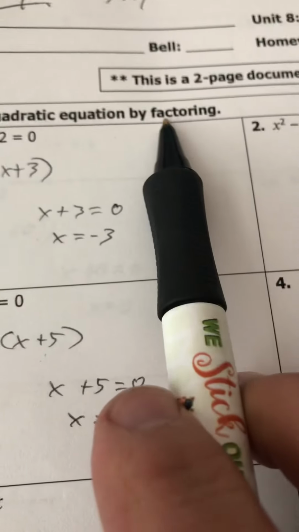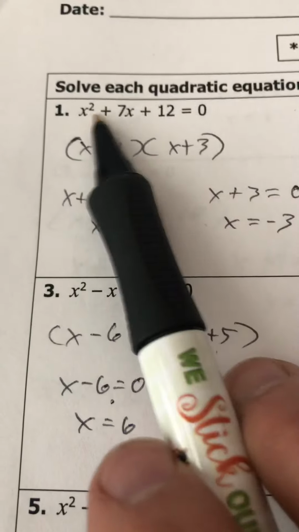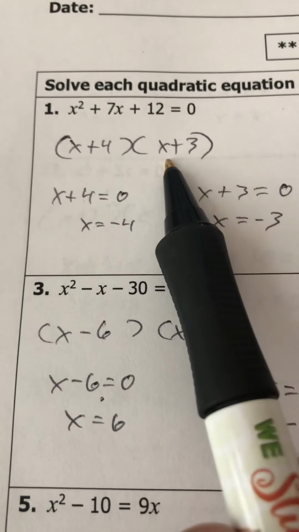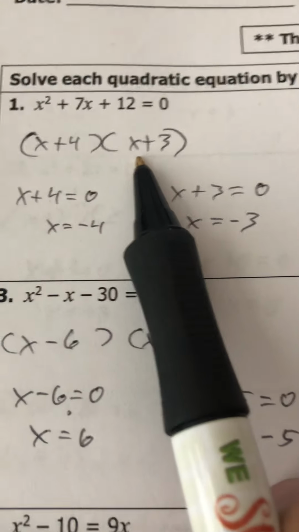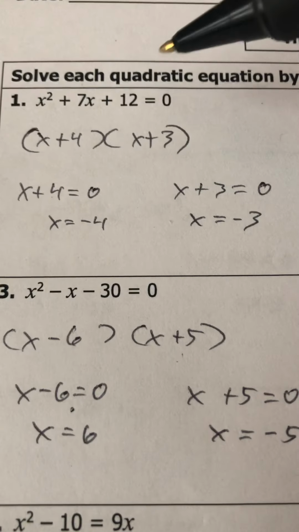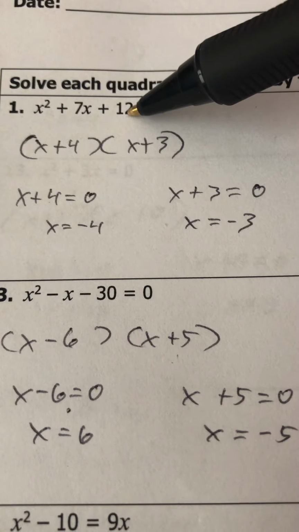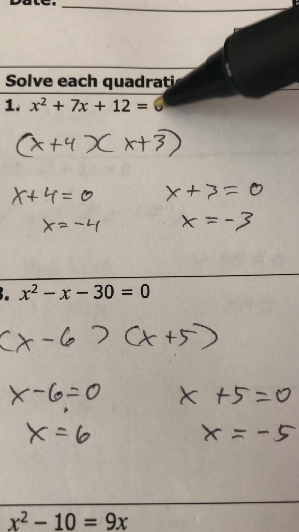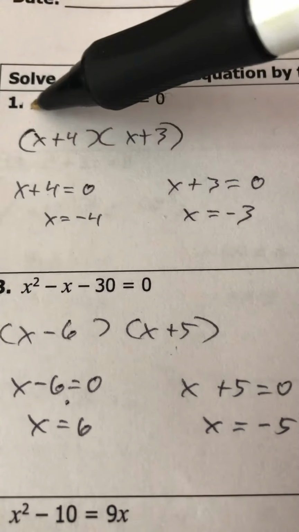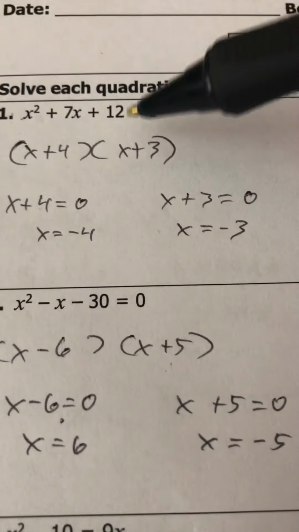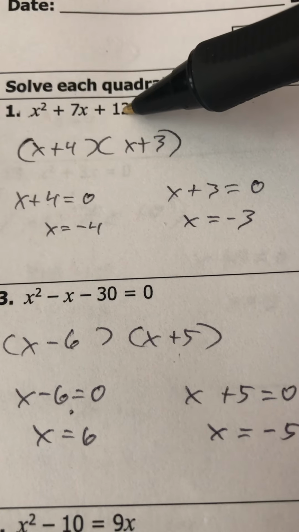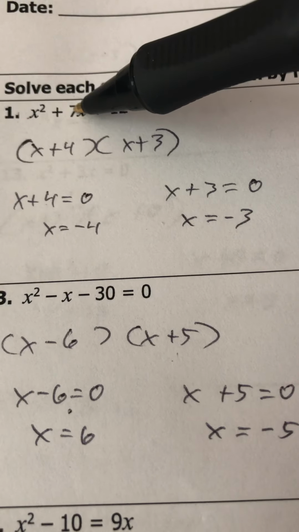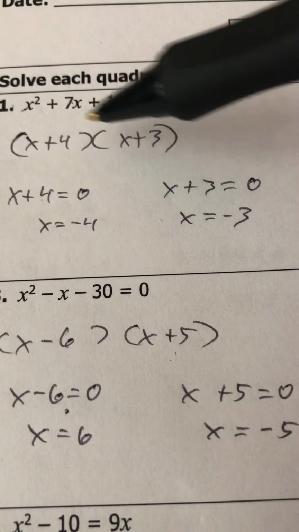Solve each quadratic equation by factoring. All you're going to do is the factoring like we have been doing, just double distribution in reverse. First of all, we set it equal to 0. It's already set equal to 0, the quadratic equation. Then we think of two numbers that we can multiply and get 12, but add and get 7. Positive, positive, so they're both positive.